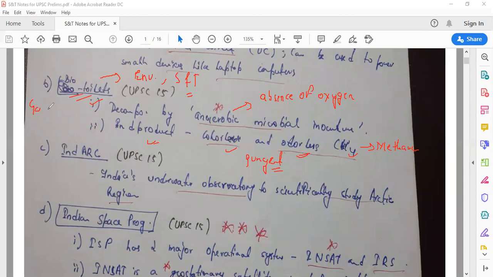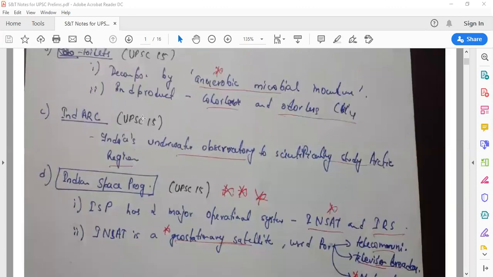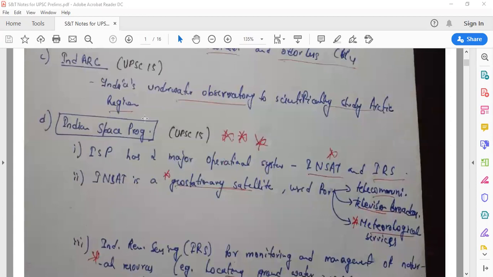If you travel by Gatiman Express, it has biotoilets, and many other trains now have biotoilets. So now this is biotoilets. Now let's talk about IndARC. Now what is IndARC? IndARC, again, all these questions which we are discussing right now, they have already been asked in UPSC 2015.